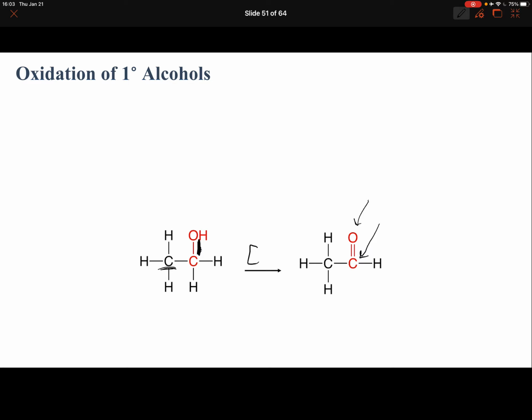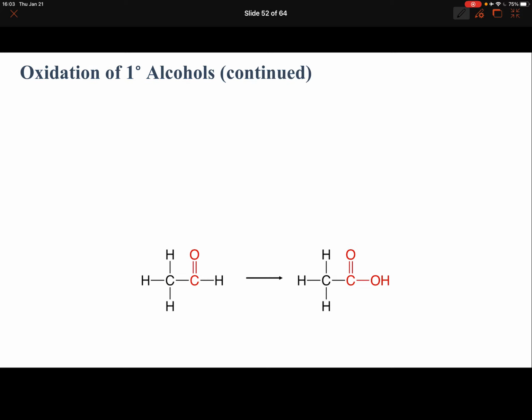We usually show this as the symbol for oxidizing. If this was a real organic chemistry course, we would be looking at oxidizing agents and talking about what reagents we would use, but here we can just say oxidize. Aldehydes can continue to oxidize further if we provide more oxidizing agent. And again, we're going to remove the H and add an OH. That's the only thing we can do.